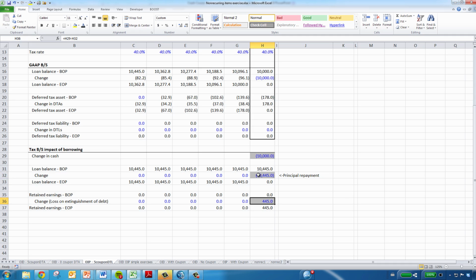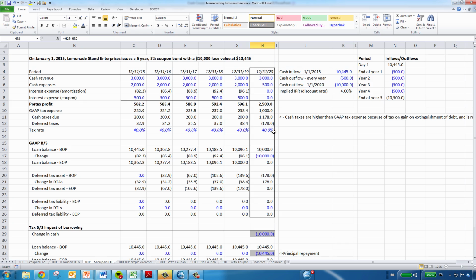The idea is I was able to satisfy a liability with a value of $10,445 for only $10,000. That represents a gain on the extinguishment of debt, the opposite of what we went through in the prior exercise, and that gain shields us from the sum total of all of these deferred taxes that are being recognized over the term of the loan from a GAAP standpoint. And so these represent deferred tax liabilities as opposed to deferred tax assets.